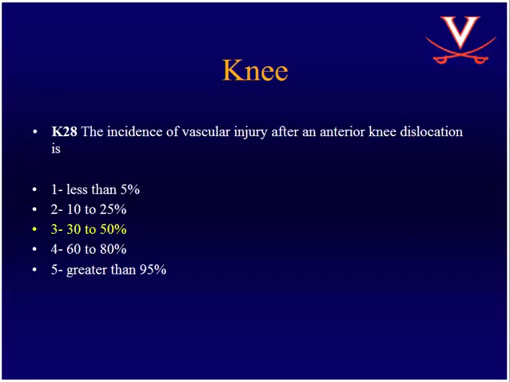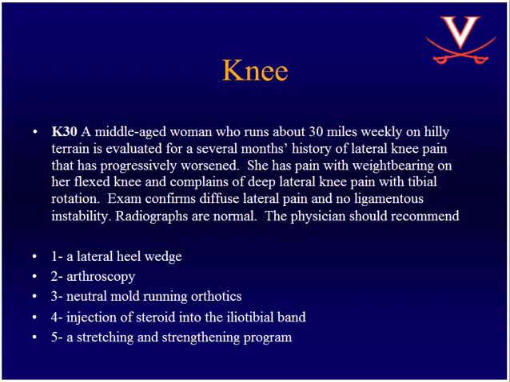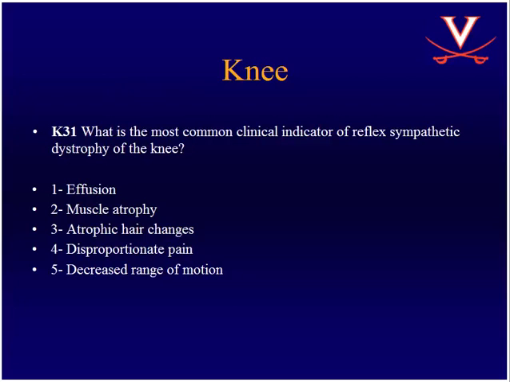29. 26-year-old marathon runner, hill training. Hill training always means iliotibial band syndrome. Hill training, iliotibial band syndrome, always. Ober's test. That's the only reason you do the Ober's test, is iliotibial band syndrome. So you've got two reasons we're talking about iliotibial band syndrome. Hill training, Ober's test. Iliotibial band. 31. RSD, what is the most common indicator? Disproportionate pain. What's the treatment? Sympathetic block. What's the diagnosis confirmed by? Sympathetic block.